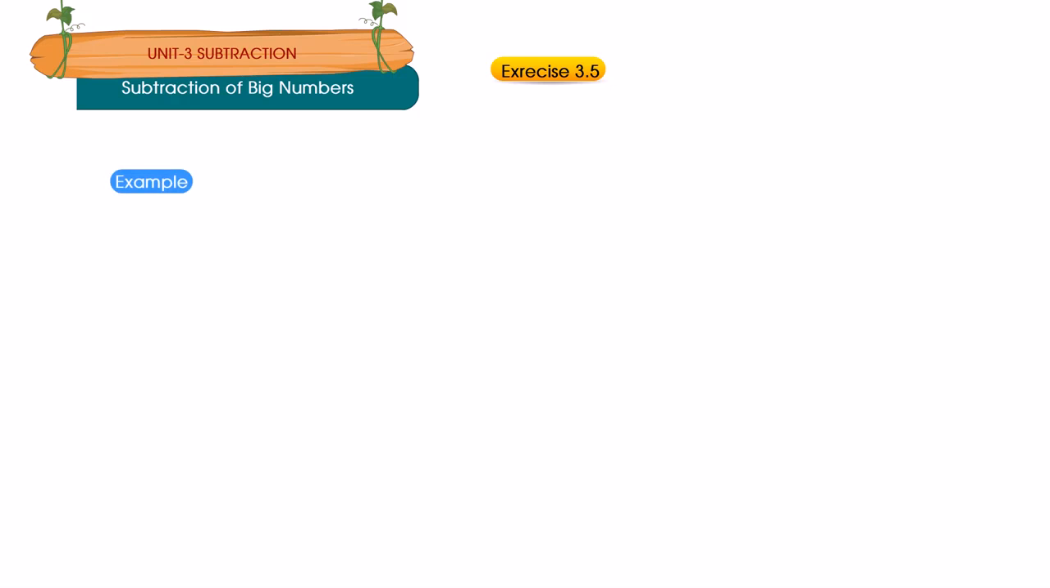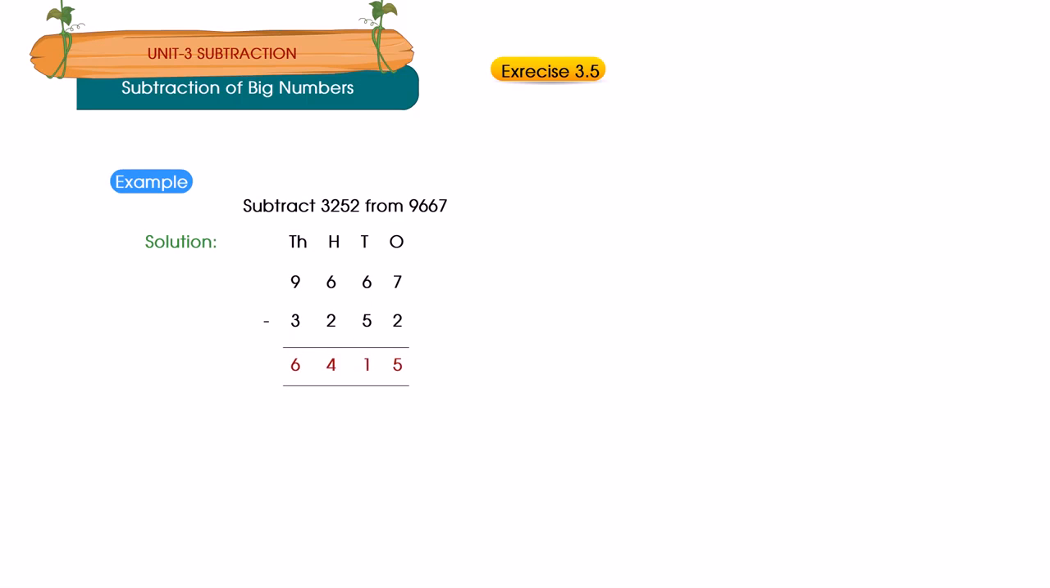Example: subtract 3252 from 9667. Solution: 9667 minus 3252 is equal to 6415.